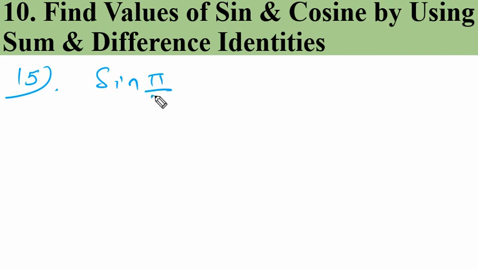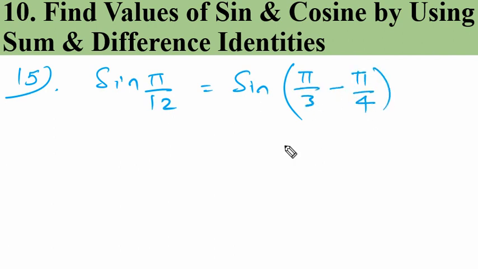Sine pi over 12. Now how can I break it down? Just try to think by yourself, pause the video and think what you can do here. So you can do pi over 3 minus pi over 4. That is equal to pi over 12.